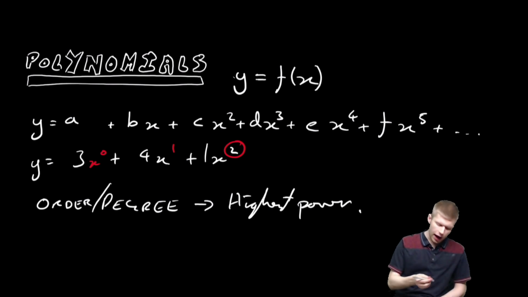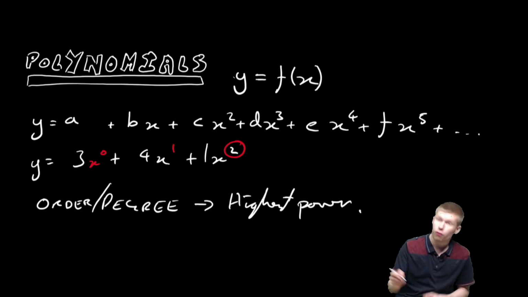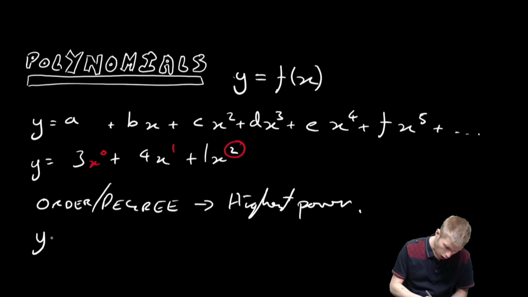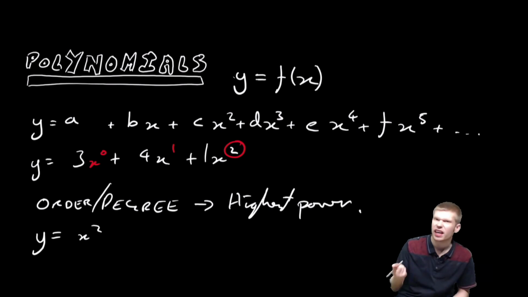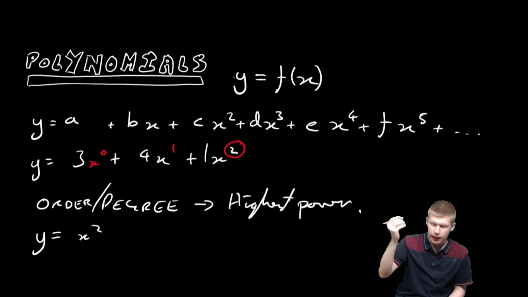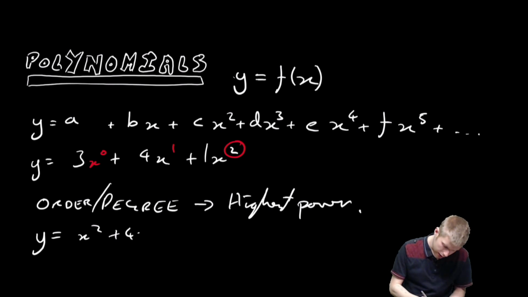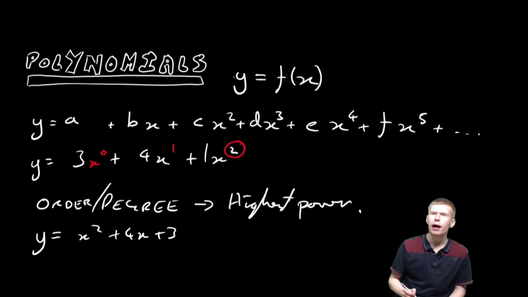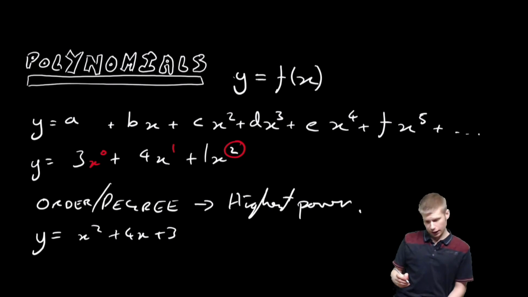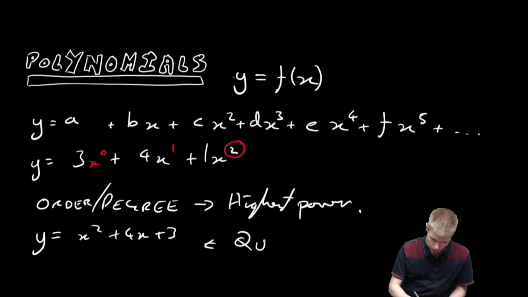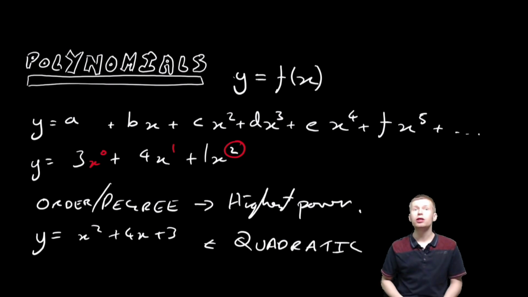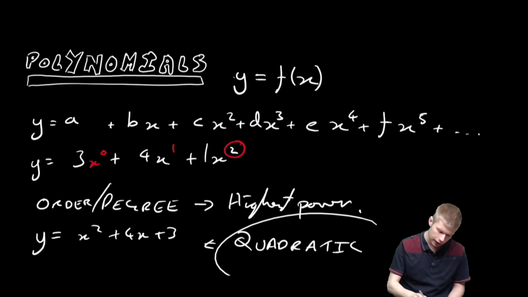Hang on a minute, if I write that in the reverse order, flip it round, so y is equal to x squared, 1x squared is 1, right? Sorry, that's just x squared. So x squared plus 4x plus 3. Whoa, hang on a minute. Isn't that quadratic? So I've got a quadratic going on. A quadratic is just a special type of polynomial, and it's of order 2. The degree of the polynomial is of order 2. That's a quadratic, order 2.